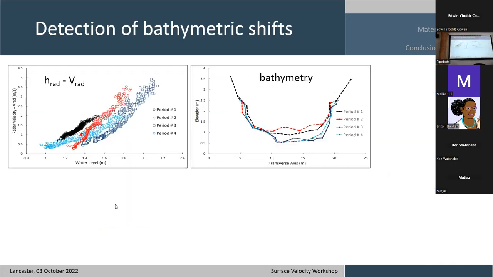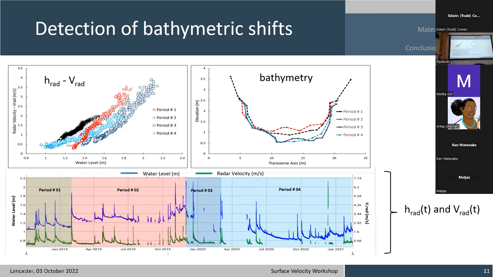In terms of period, we use the HV radar relation to detect the bathymetric shifts. Indeed, once the curve changes, it means that there is a bathymetric shift, so we perform a new bathymetric survey. And we can see it in the HV time series, where we can distinguish between different periods for the water level and velocity.